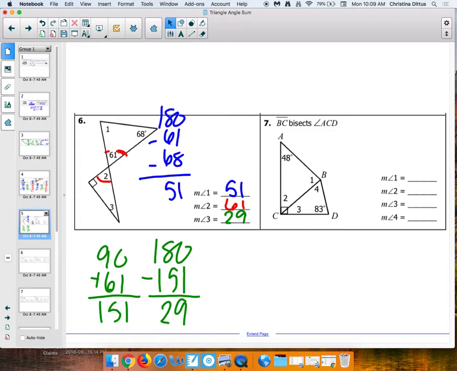Number 7 has an interesting little factoid up at the top. It tells me BC, this line here, bisects angle ACB. What does it mean to bisect? Cut in half. Okay, what does this little box mean? 90 degrees. So if I cut 90 in half, I have two equal parts, 45 and 45. So angle 2 and 3 are each 45.